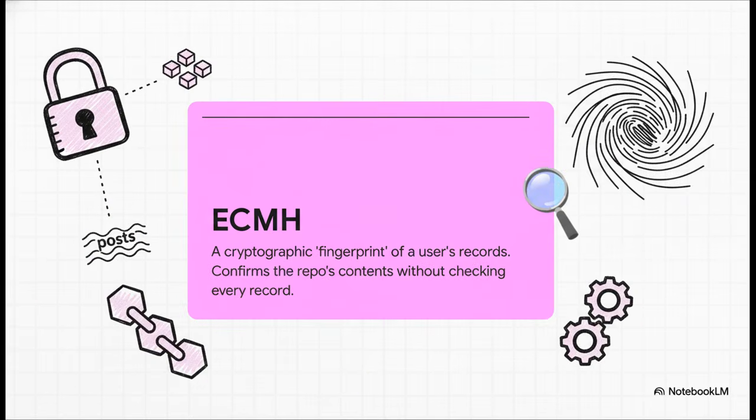And the solution is this really cool piece of cryptography called ECMH. The easiest way to get it is to think of it as a cryptographic fingerprint. Each user server generates a single, tiny hash that represents the entire collection of their posts in that space. So now, an app can just compare that one little fingerprint to see if anything has changed. It's an incredibly efficient way to stay in sync.